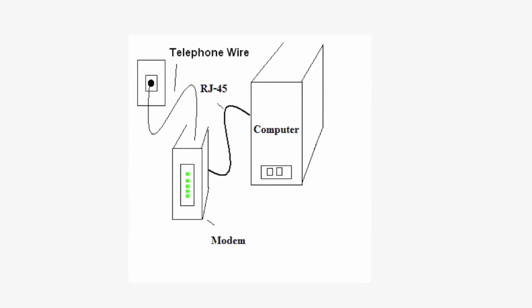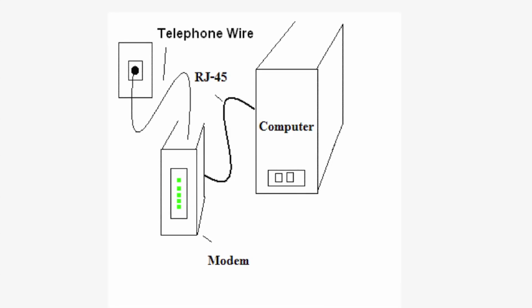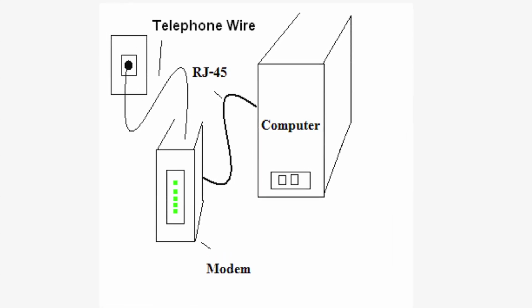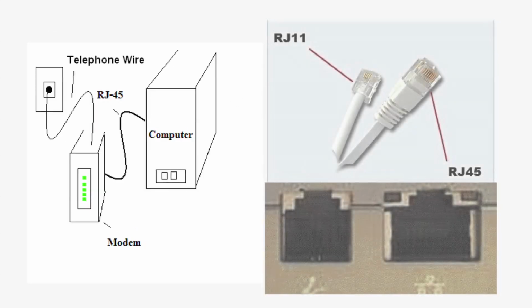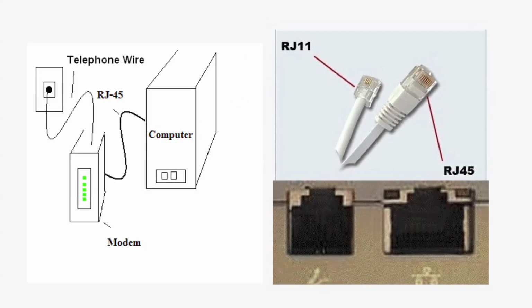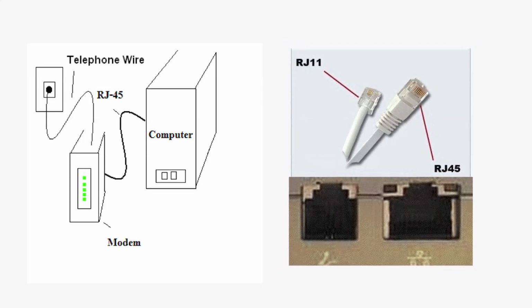You just see that the computer is there, there is a cord, and here RJ45 or different kinds of cords are there, and the modem is placed between the computer and the telephone line. This is simply some example of a cord, RJ11, RJ45. So these cords come when you purchase the modem.